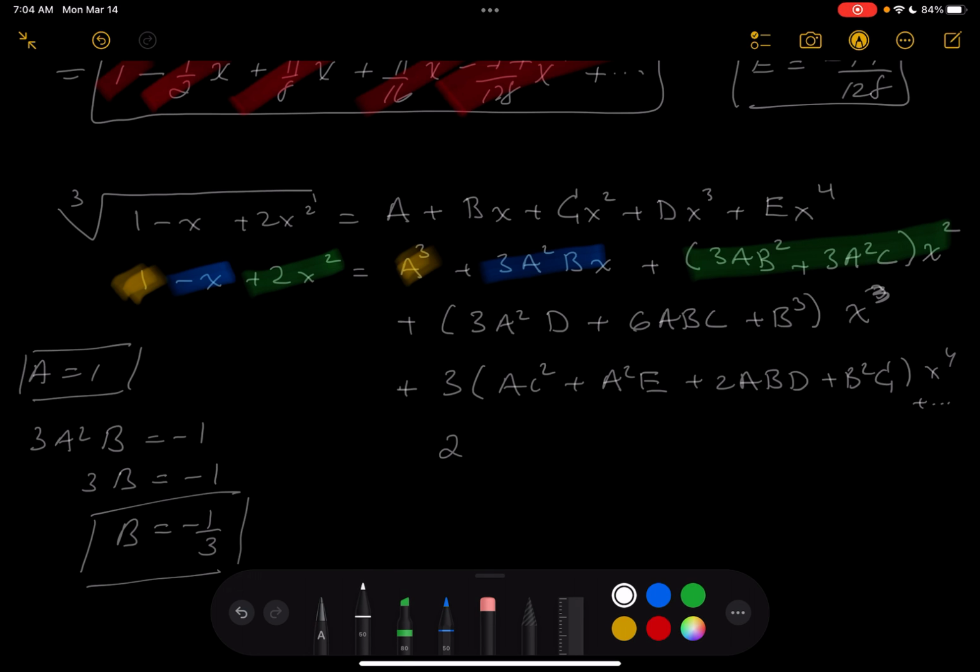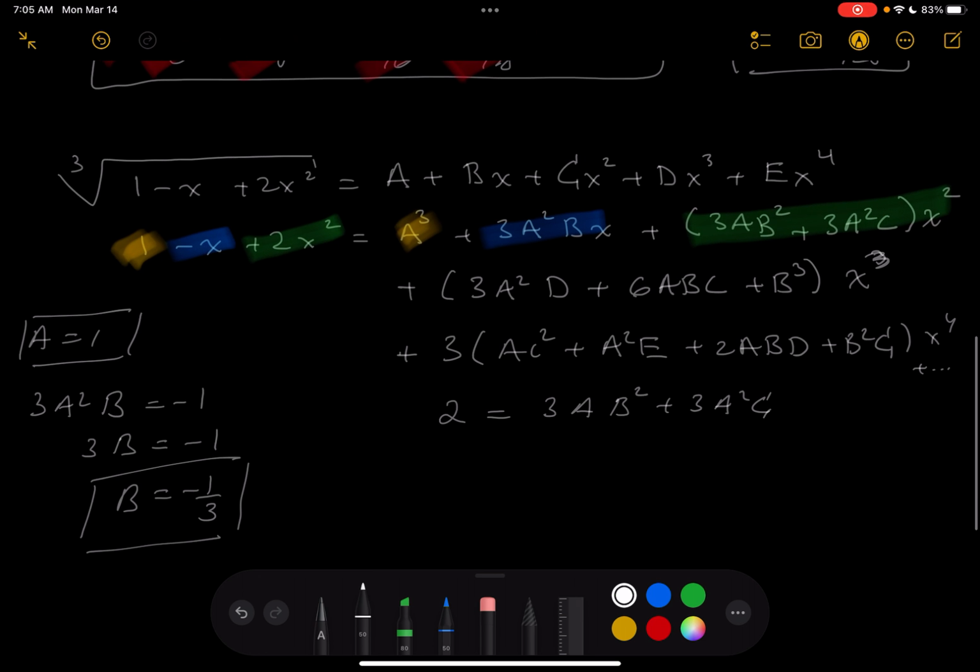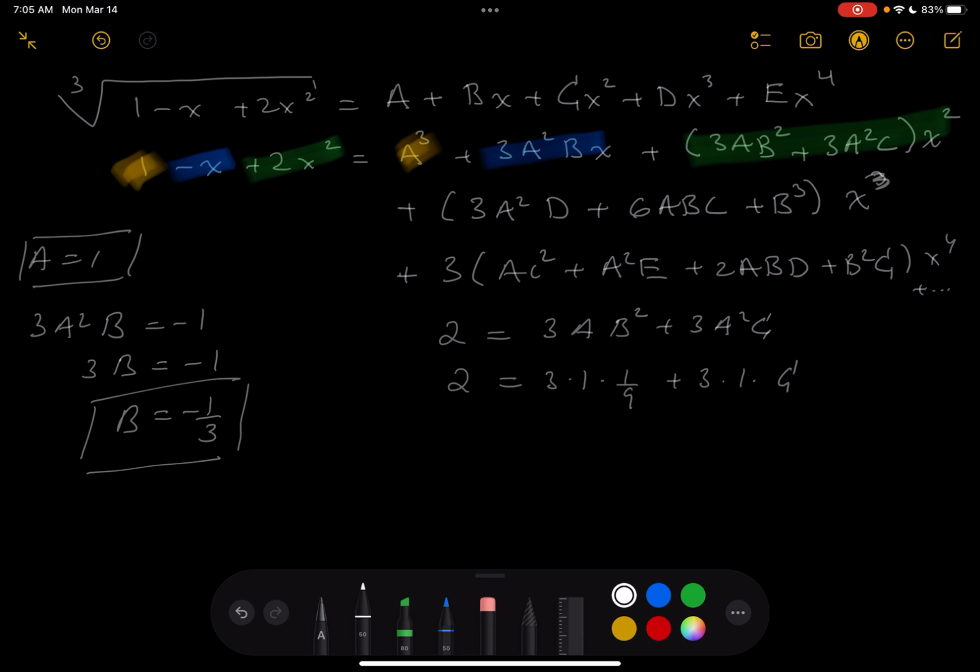So the number 2 is going to be equal to 3ab squared plus 3a squared c. Well, I know a and b, so let's write this over here. 2 equals 3 times a, that's 3 times 1, and b squared is going to be 1/9, plus 3 times 1 times c. More work, but I've got to do it. You get 2 equals 1/3 plus 3c.